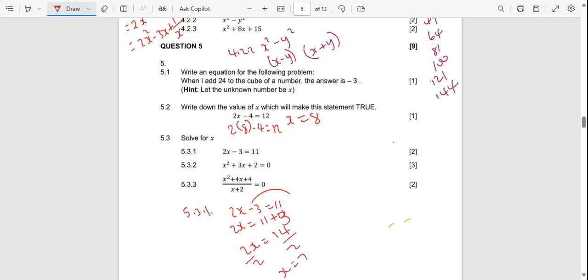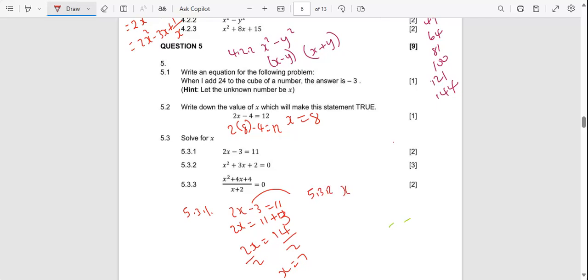You can prove this, guys. Where there is x, if you put 7 here, you will get 11. It's going to be 2 times 7 is 14, minus 3 is going to give you 11. Let me proceed to 5.3.2.